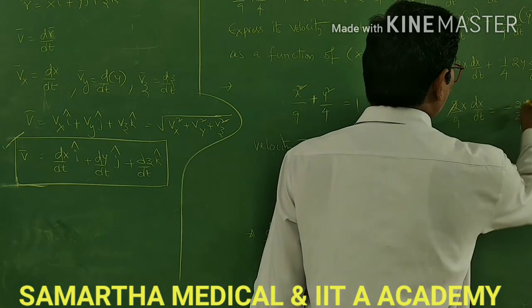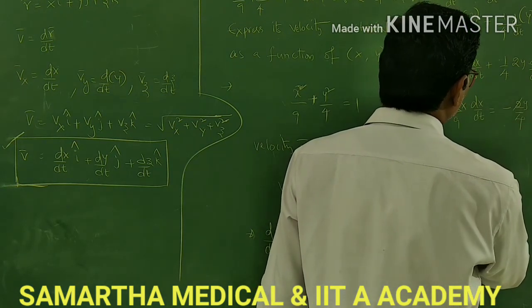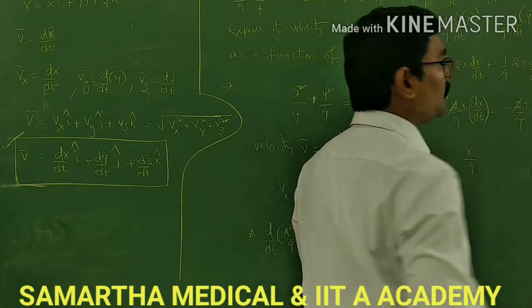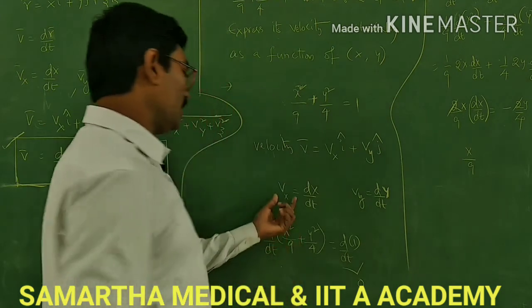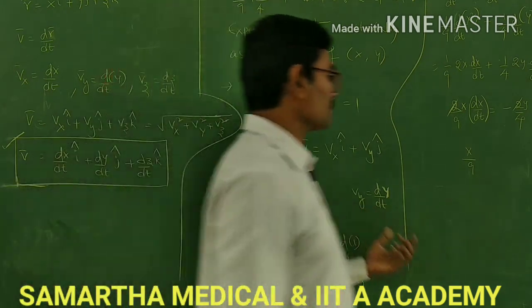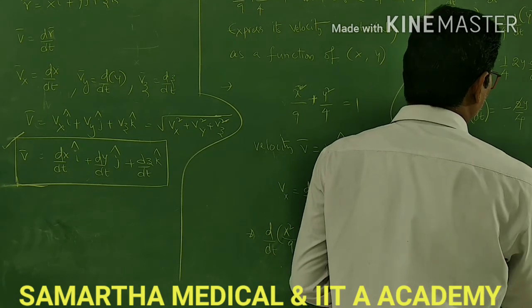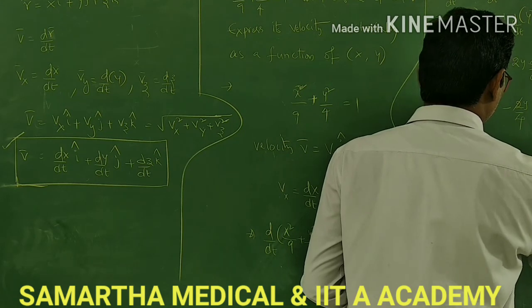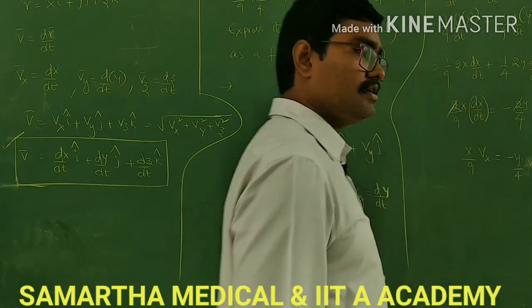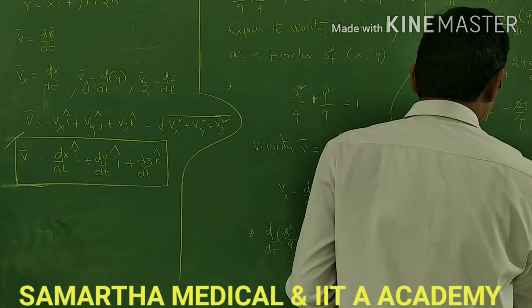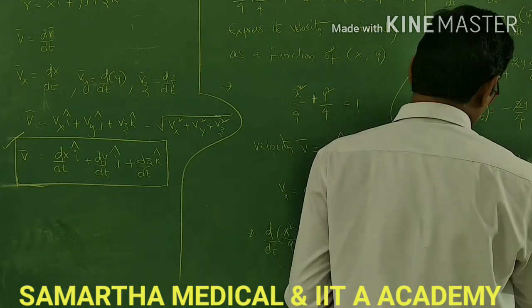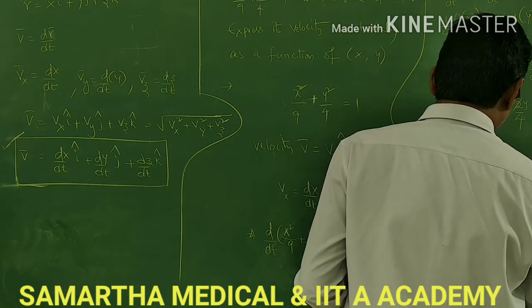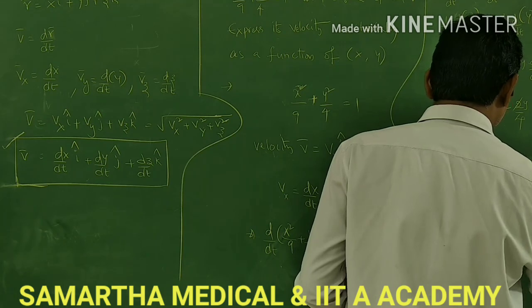So the 2 cancels. What will you get? x by 9 into dx by dt is the velocity in the x direction, vx. So vx is equal to minus y by 4 into vy. Now vx is equal to minus 9y by 4x into vy.